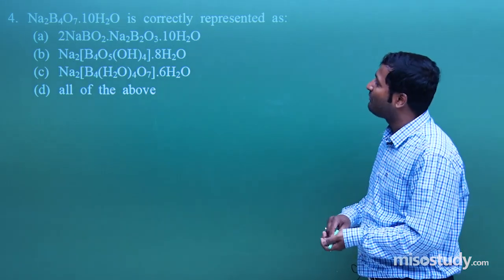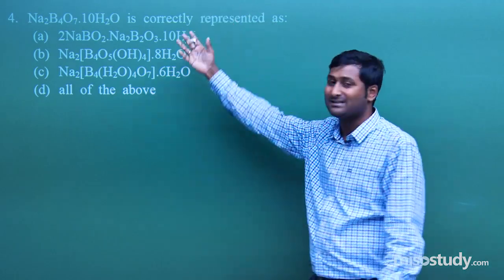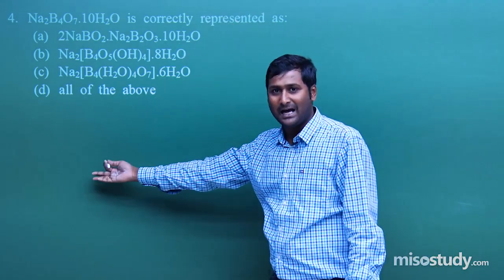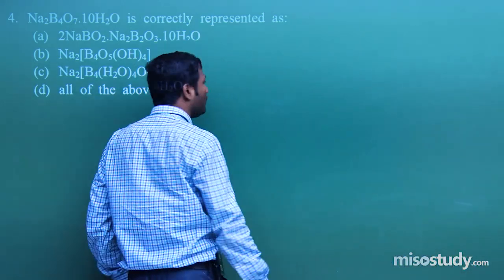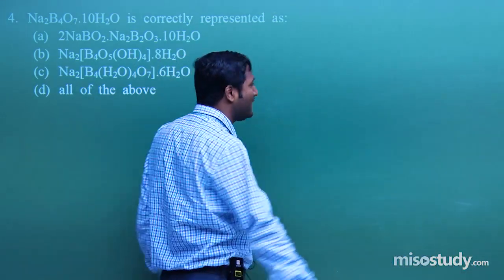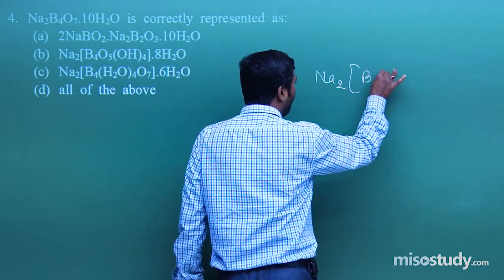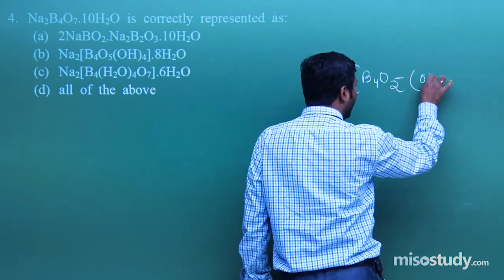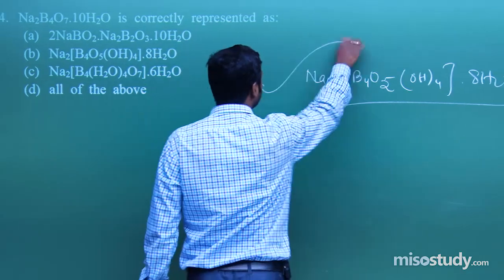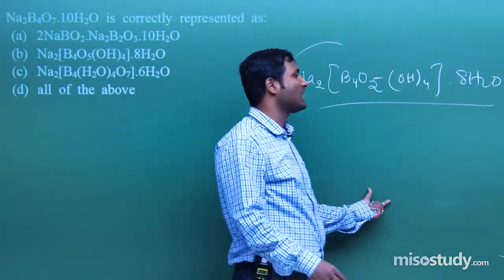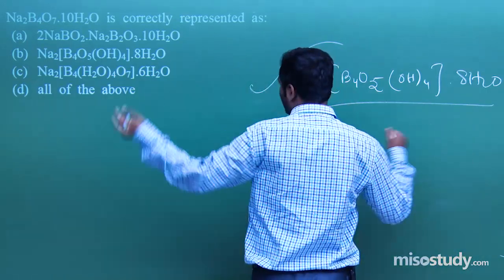Look at question number 4, that is Na2B4O7 into 10H2O. As I told you earlier in my last question, what is the correct representation of Na2B4O7? It can be represented like this: Na2B4O5(OH)4 into 8H2O. By using this, we can draw the structure of borax. Clear? So what is the correct representation?